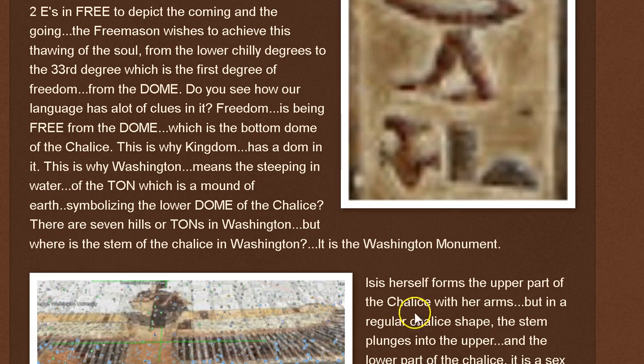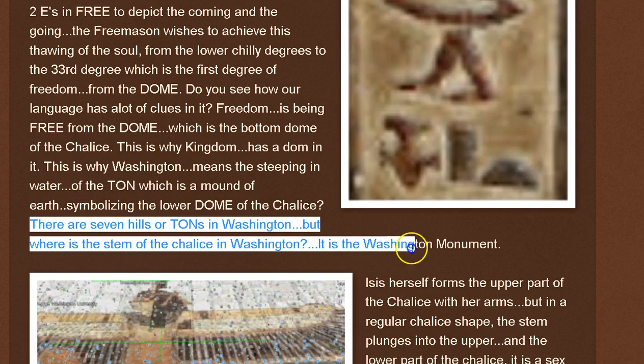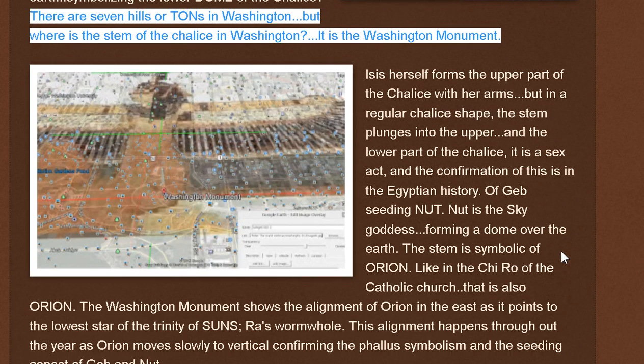There are 7 hills or tons in Washington, but where is the stem of the chalice in Washington? It is the Washington Monument. Isis herself forms the upper part of the chalice with her arms, but in a regular chalice shape, the stem plunges into the upper and the lower part of the chalice. It is a sex act, and the confirmation of this is in the Egyptian history of Geb seeding Nut. Nut is the sky goddess, forming a dome over the earth.